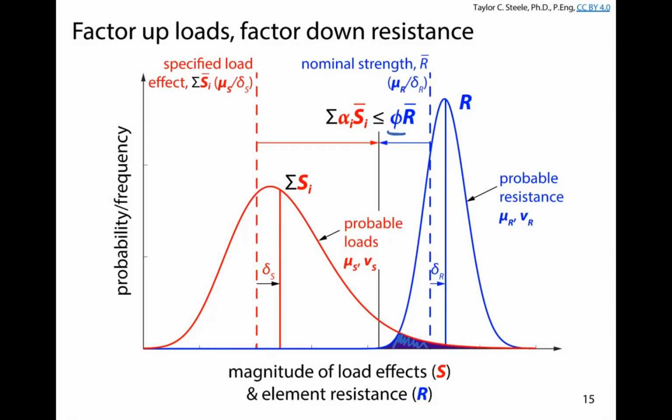Our resistance factors are going to be called phi in this class. Load factors, we don't really see them called anything else, but they're traditionally called alpha. And these are going to be different load effects for dead, live, and snow, depending on how likely it is that we're going to be underestimating those load effects.